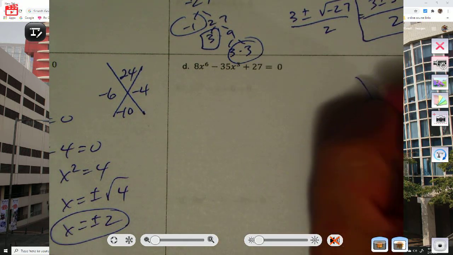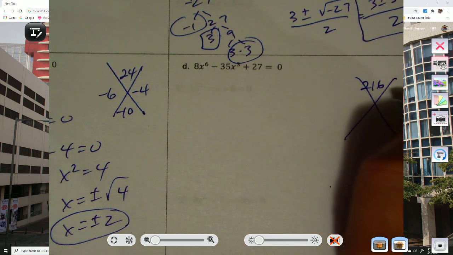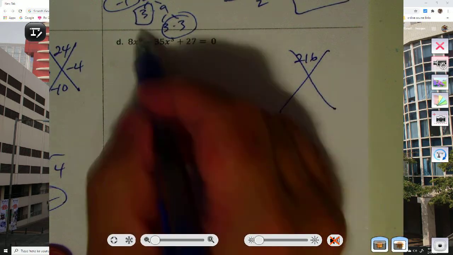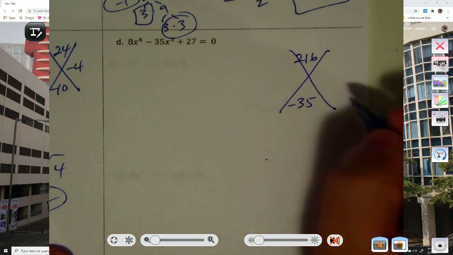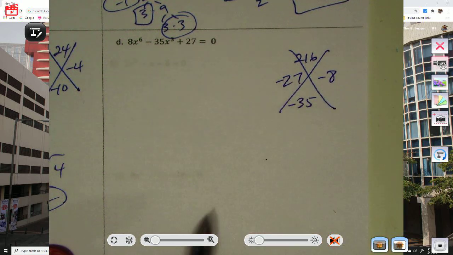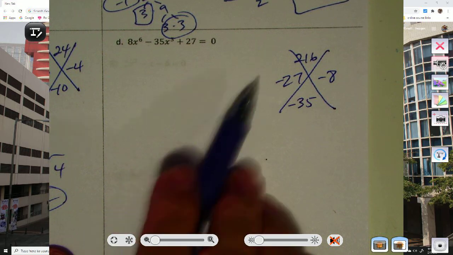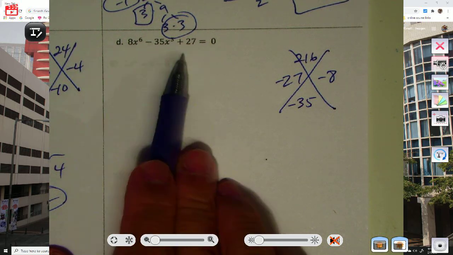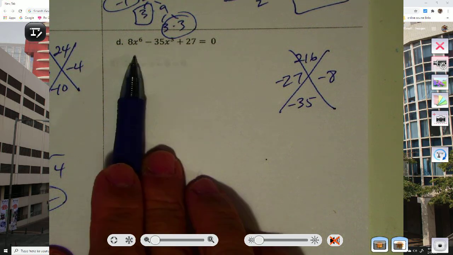So I'm going to go ahead and do the 8 times 27 is 216. Yes, you're welcome to use a calculator for that. Okay, and I got to get the middle term of negative 35. Turns out it's negative 27 times negative 8. You might wonder how I got that so quickly. Well, that was the problem here, 27 and 8. It rarely happens this way, but it happened this time. All right, 27 and 8.